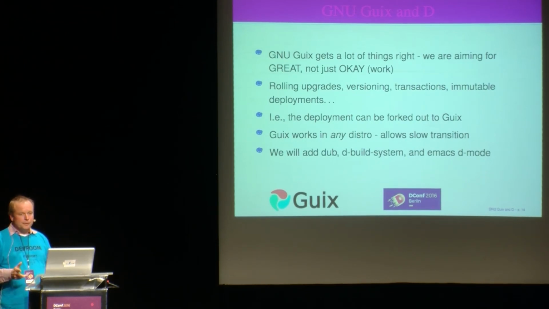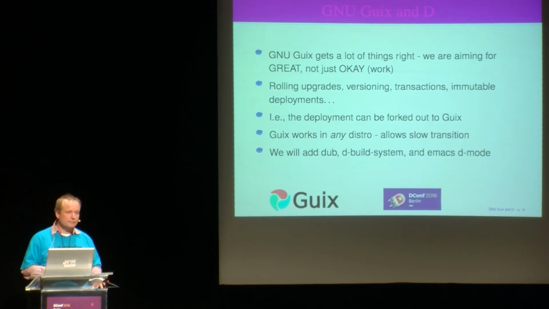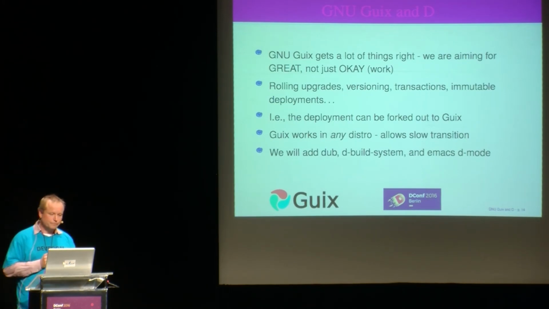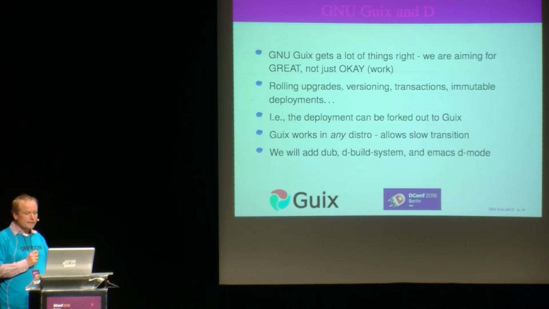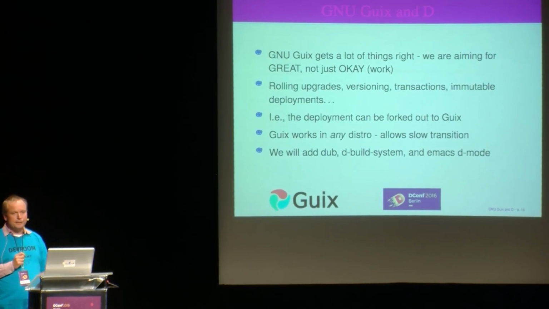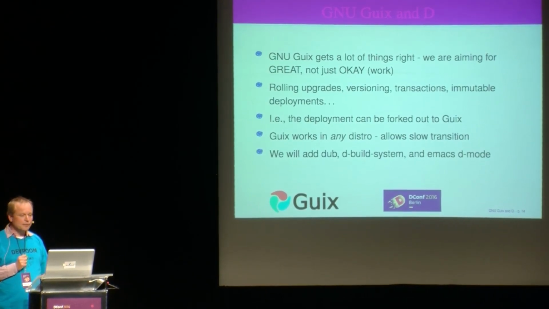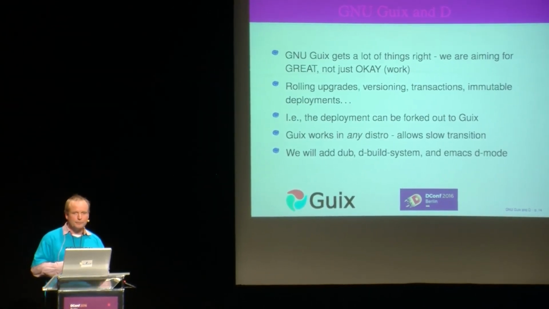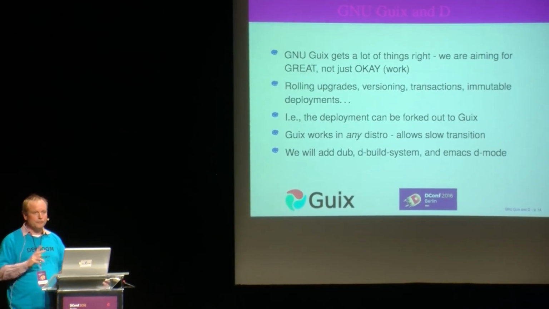Guix works in any distribution. It's distribution agnostic, and it's because the store where everything is installed is separate from user local bin, the whole FHS thing. And soon we will be adding Dub itself, and with that we will create an abstraction which we will call the D build system. We also have the Ruby build system and the Python build system and all that. And we'll have the Emacs D mode in there too. And I hope today or tomorrow also to talk about getting GDC in there, for example. So you can just choose one or the other. That's it. Thank you.